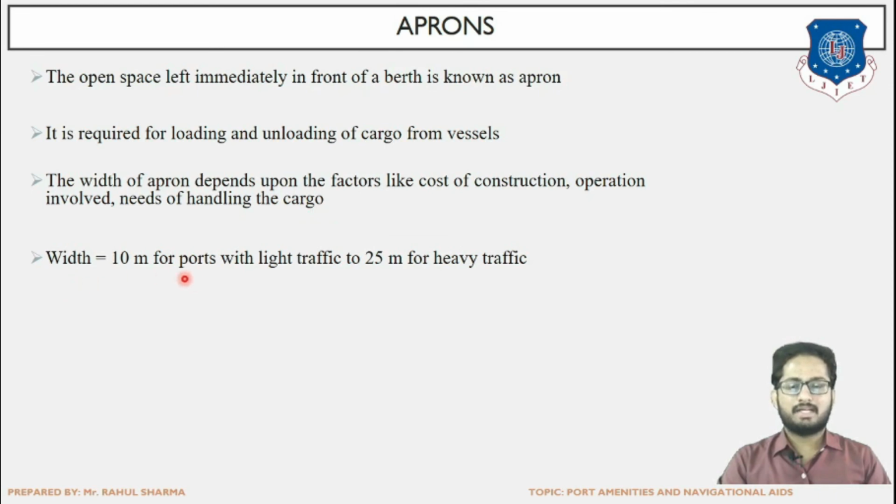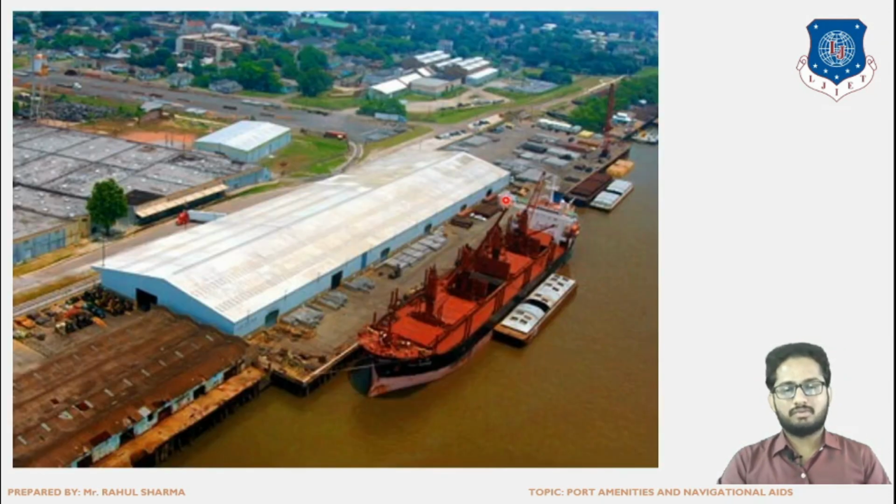The width is basically 10 meter for light traffic and 25 meter for heavy traffic. That is, if more commodity is to be transferred, it is 25 meter, and for less commodity, it is 10 meter. So this is the view of the apron, that is, the space which has been left in front of the berth. So that's it for this session.